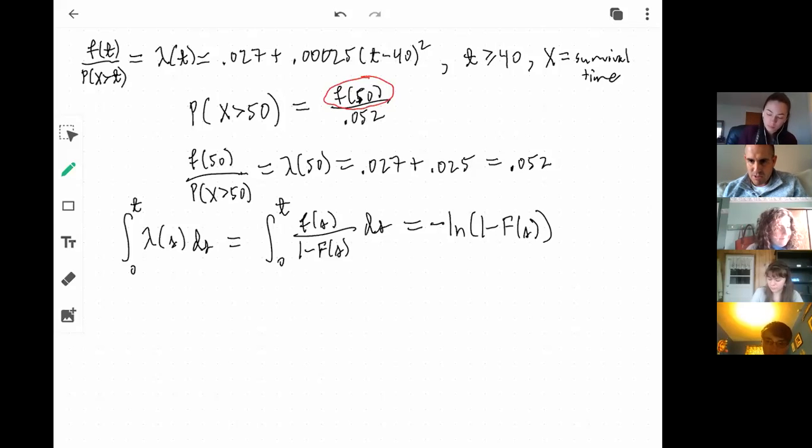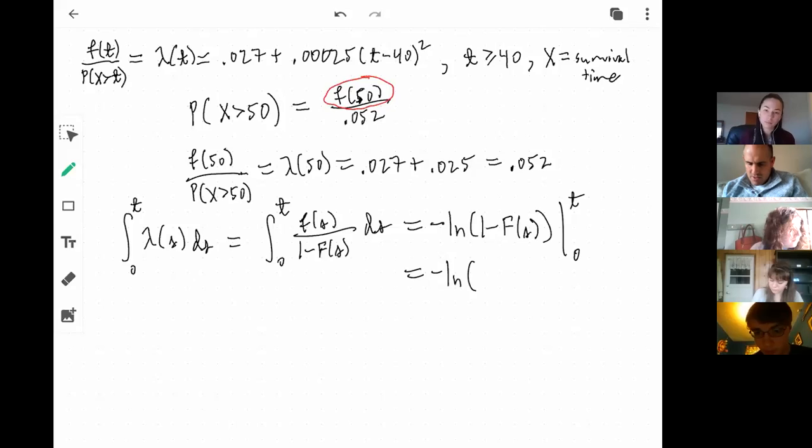That's the antiderivative of this, because think about it, when you take the derivative, it would be minus 1 over 1 minus capital F of s times the derivative of the bottom. The derivative of the bottom is going to be minus capital F prime of s, but that's just minus little f of s. And the minuses cancel, correct? So then they evaluate this between 0 and t. Okay, and what are we left with here? Minus the natural logarithm of 1 minus F of t minus negative, which is plus the logarithm of 1 minus capital F of 1.